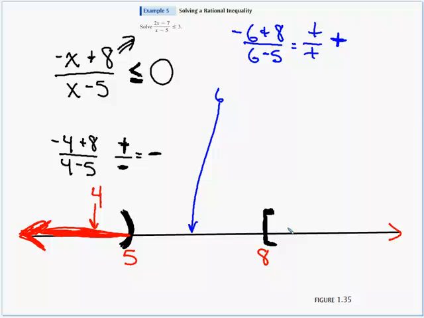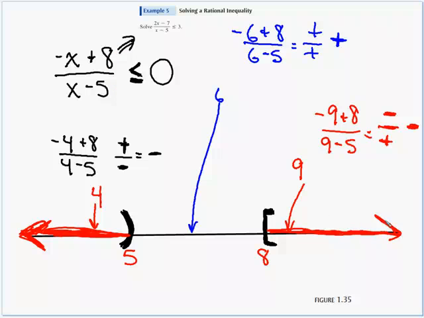And let's see here. We don't want to make any assumptions, so let's check it out. Let's use x equals 9. Just after 8 is 9. My fraction now becomes negative 9 plus 8 over 9 minus 5. And that's a negative numerator and a positive denominator. That divides out to be a negative. And is a negative less than 0? Yes, it is. So this is also part of our solution set.